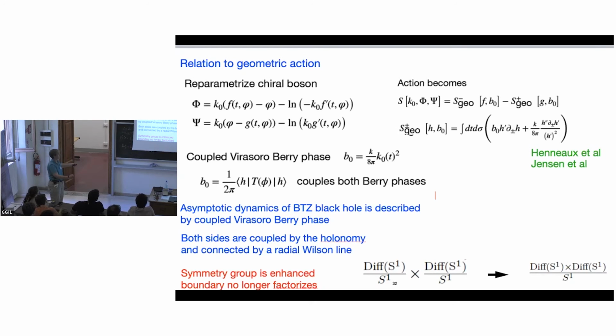Exactly, and the coupling comes from the fact that I have one action on the left and one action on the right, but they are forced to have the same holonomy. There's a contribution in this action which involves this B0, and the statement is that left and right have to have the same B0. So the connection via the bulk forces me to have the same B0, which is related to the stress tensor of the CFT.